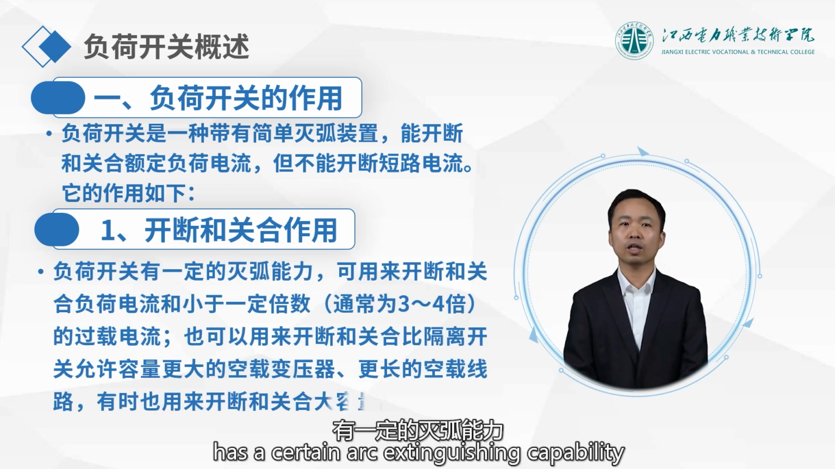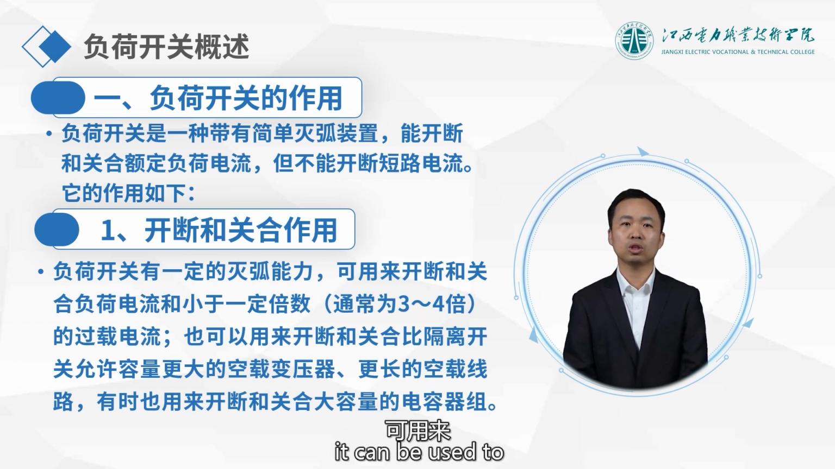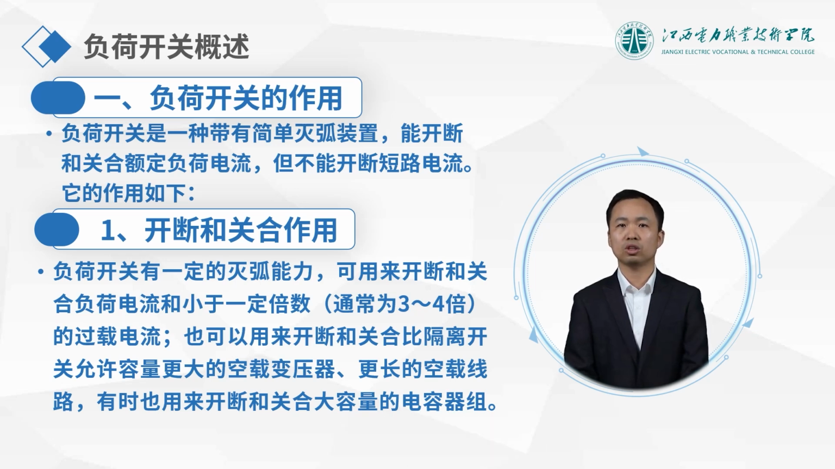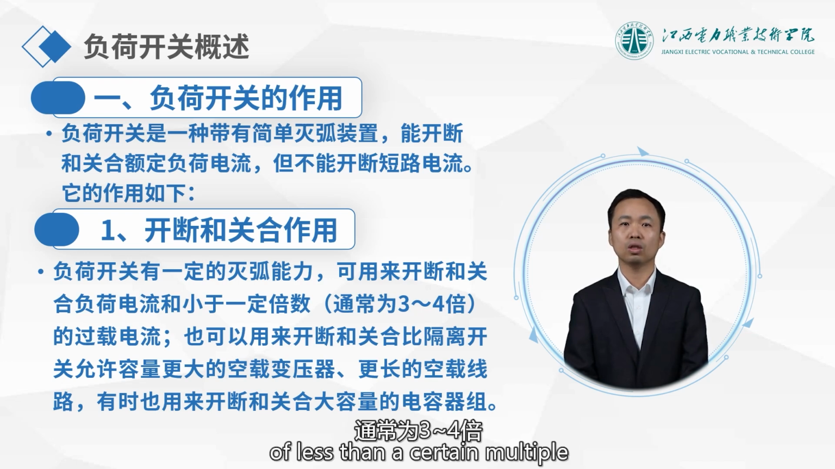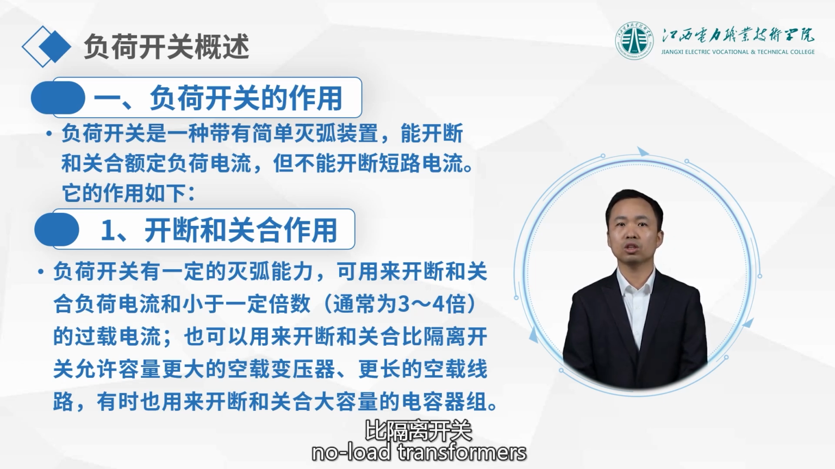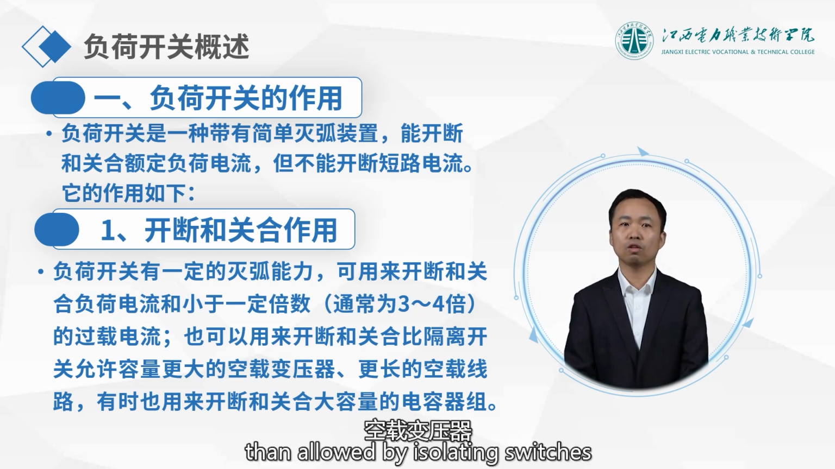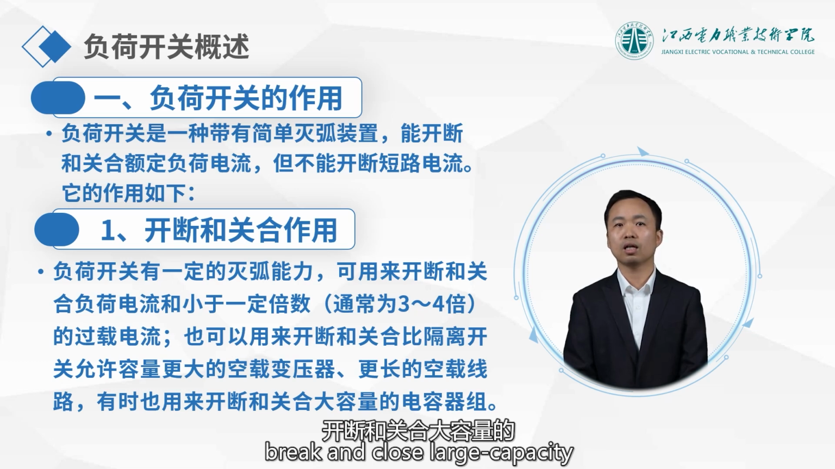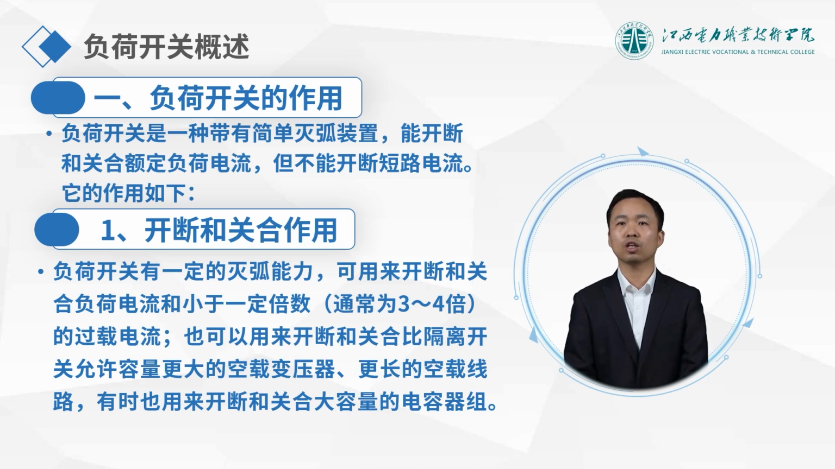Since the load switch has a certain arc extinguishing capability, it can be used to break and close load current and overload current of less than a certain multiple, usually 3 to 4 times. It can also be used to break and close no-load transformers with great capacity, beyond what is allowed by the isolating switches, no-load lines, and sometimes to break and close large capacity capacitor banks.